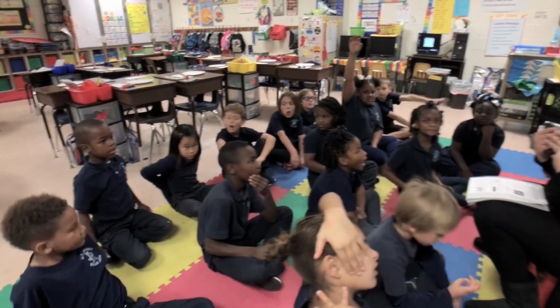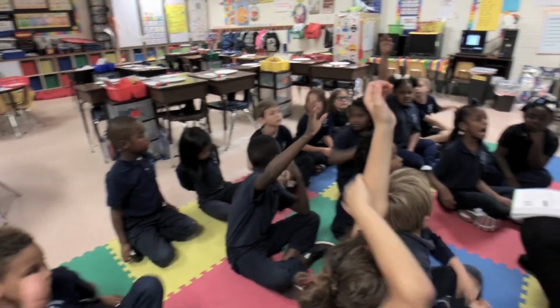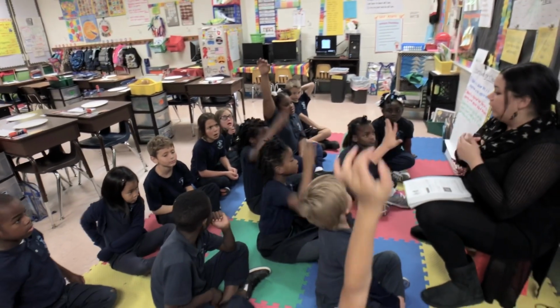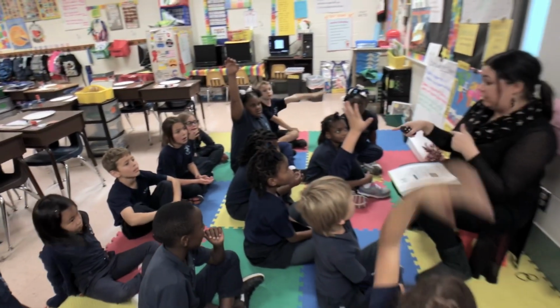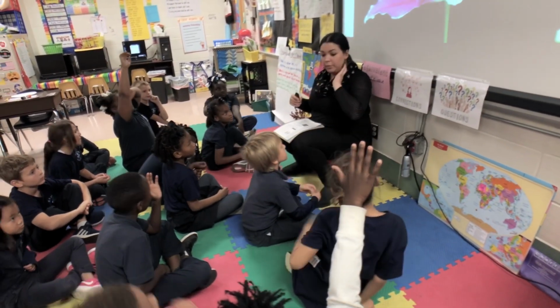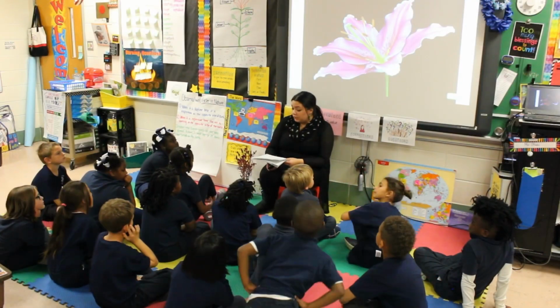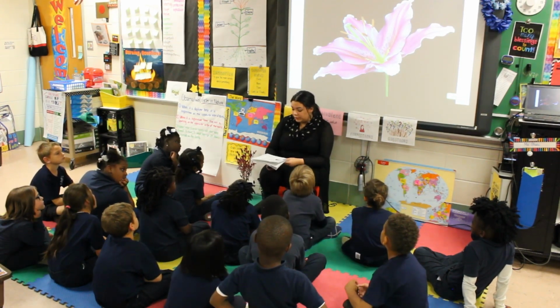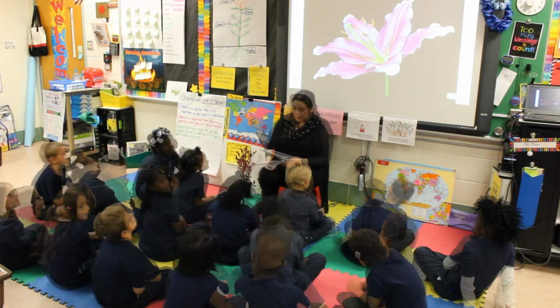Bees. Hummingbird. Maybe hummingbirds. Wind. The wind. I like that one. That's a good one. Good job. A butterfly. It also can be other animals that are attracted to the shape, fragrance, or color of a flower.